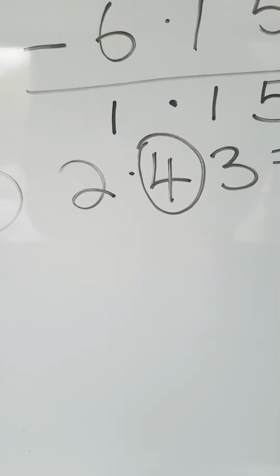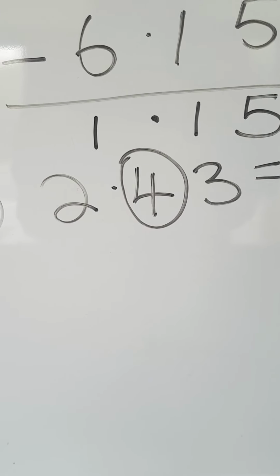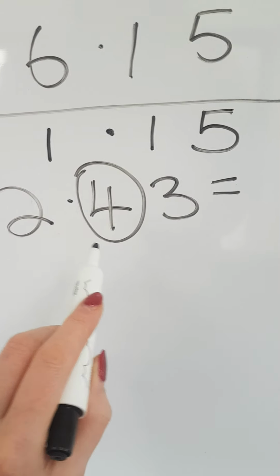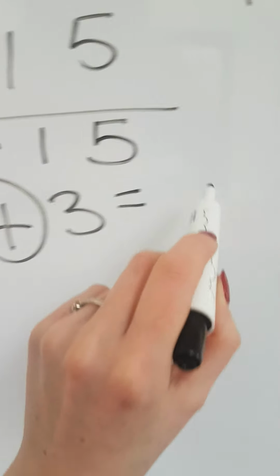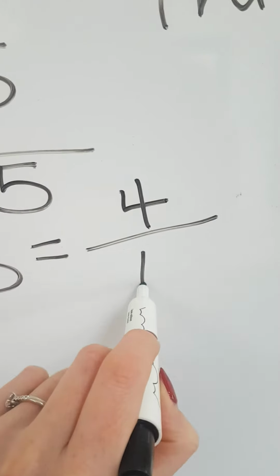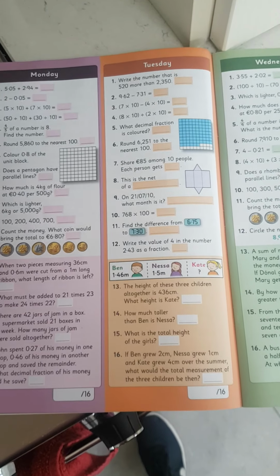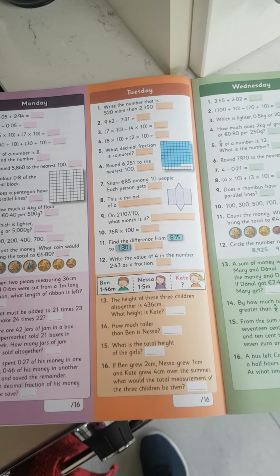Question 12 asks what is the value of 4 as a fraction in 2.43. So I'm looking at the 4, and that is after the decimal point, so that's the tenths column. So the value of that would be 4/10.